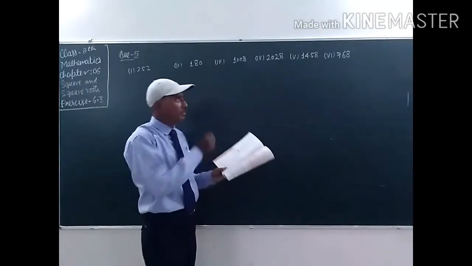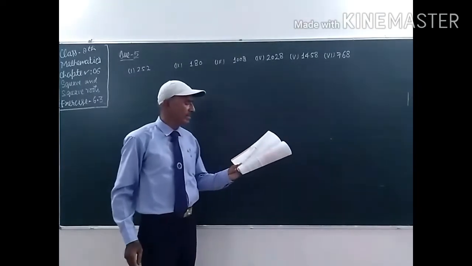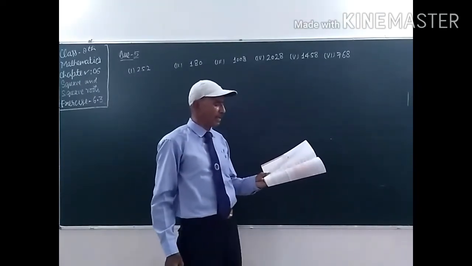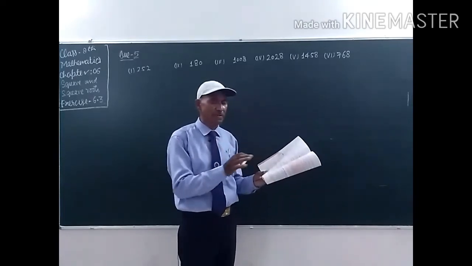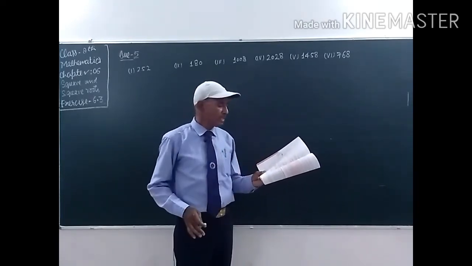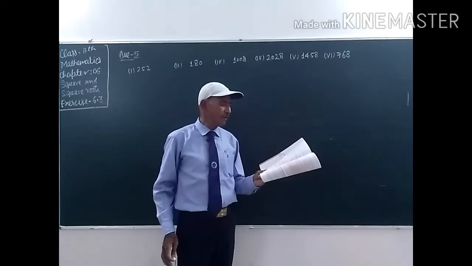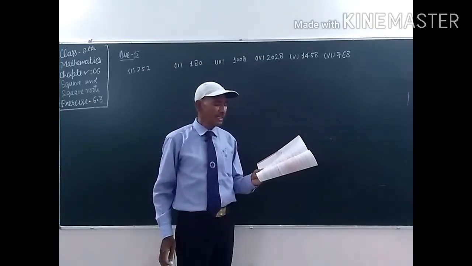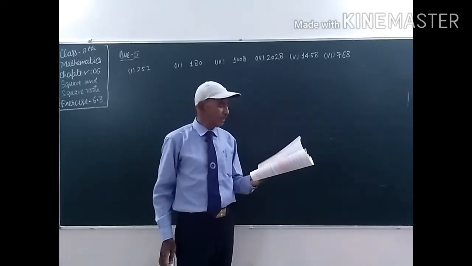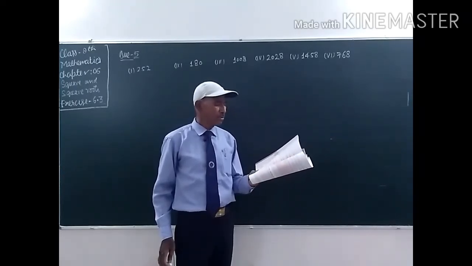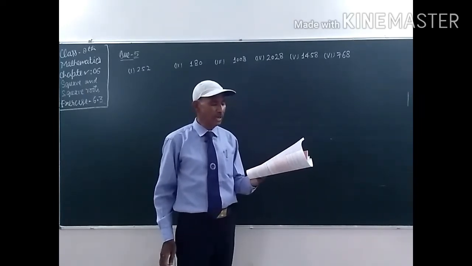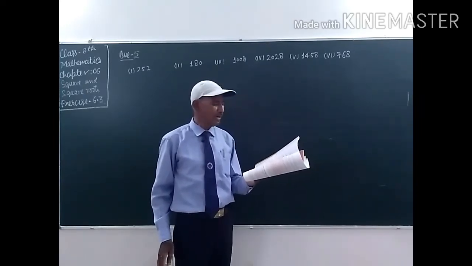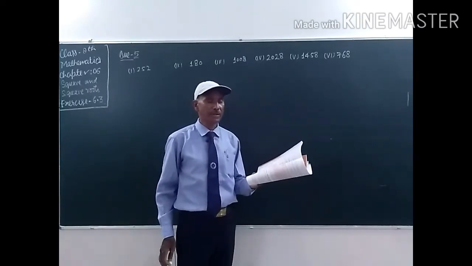The remaining part of this question you have to do yourself, student. This is question number 5, student, and in this, for each of the following, I am not going to write the questions. The question is given in your book. So the question is, for each of the following numbers, find the smallest whole number by which it should be multiplied so as to get a perfect square number. Also find the square root of the squared number so obtained.